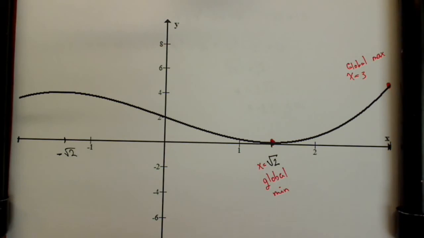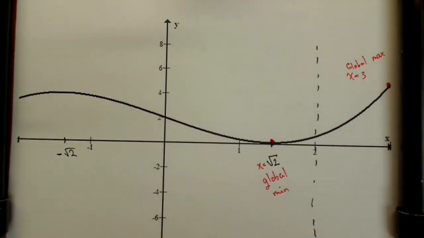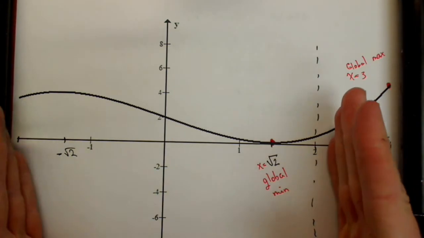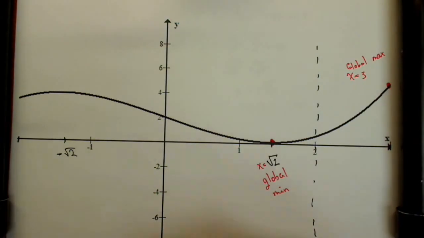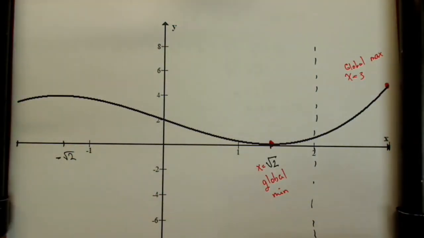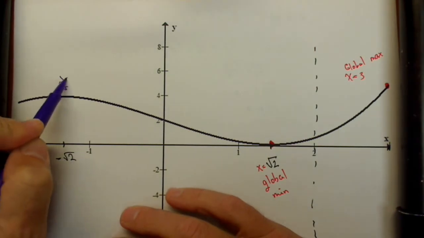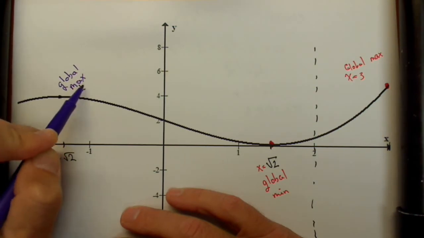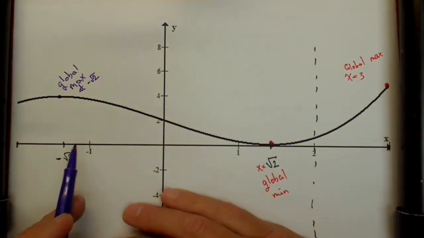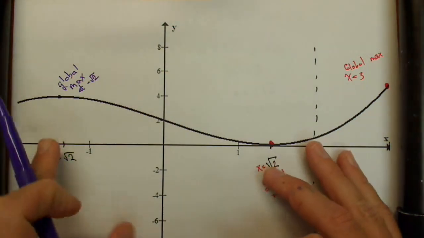Now what if we only went from -2 to 2? So we're cutting off our graph right here. Now we're only looking at this portion of the graph. Our global min is still going to be at square root of 2, but now our global max is over here at negative 2. So that changed things by changing our endpoints, because we're no longer seeing this part of the graph. We're only seeing from here to here.